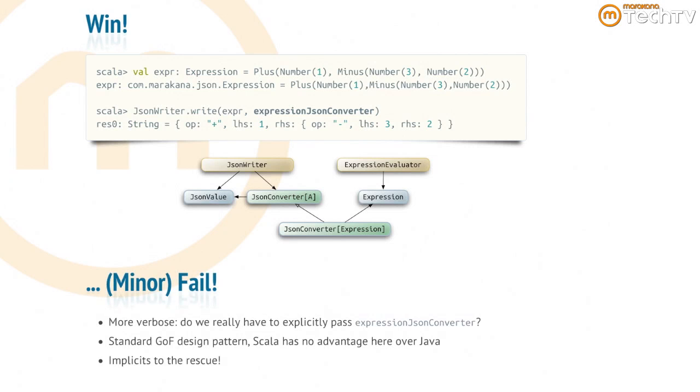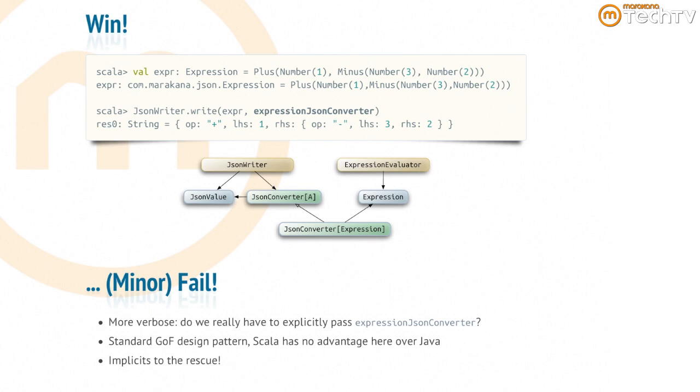It's quite nice. Now we have really just a minor problem at this point, and that minor problem is essentially that it's slightly more verbose. The fact that we have to explicitly pass this expression JSON converter in is a little bit more clumsy than what we had before with our subtype polymorphic approach. And we can also sort of consider it a minor fail that nothing that we've done so far is really special to Scala. We can take this design pattern that we've implemented so far straight out of the Gang of 4 Design Patterns book and implement it in Java or in C++ or whatever. And so Scala doesn't offer us any special advantage so far.